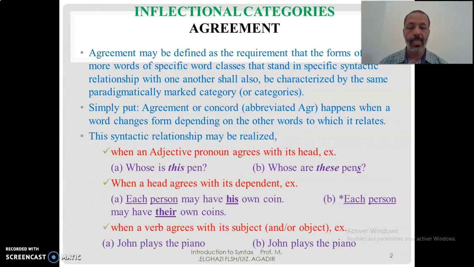The third case in English in which agreement is realized is when a verb agrees with its subject and or object. Example, John plays the piano. So John is third person singular. The verb plays is conjugated to the third person singular. And you cannot say John play the piano. Here, John plays the piano is correct, but in fact there shouldn't be an s there so as to make it a counterexample.